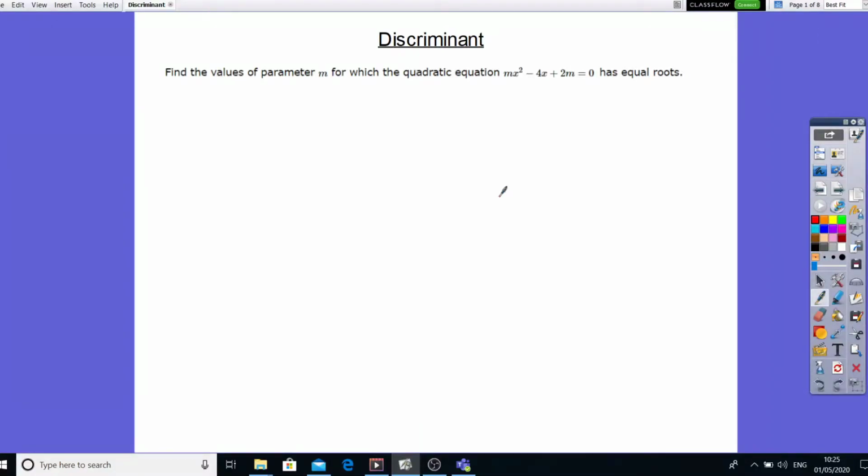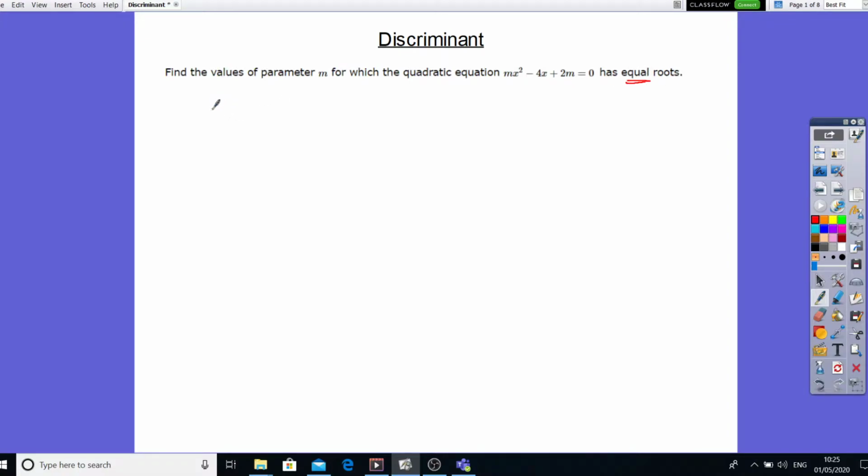Okay, today we're going to look at the discriminant. So it goes here: find the values of the parameter m for which the quadratic mx squared minus 4x plus 2m is equal to 0 has equal roots.